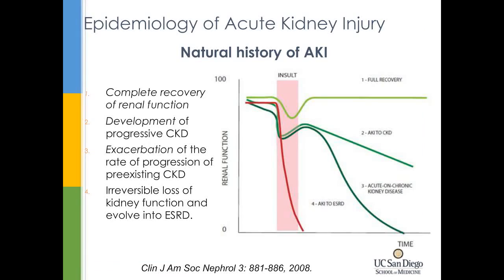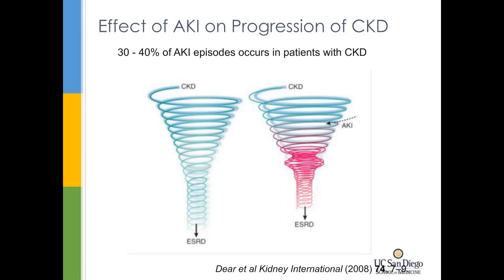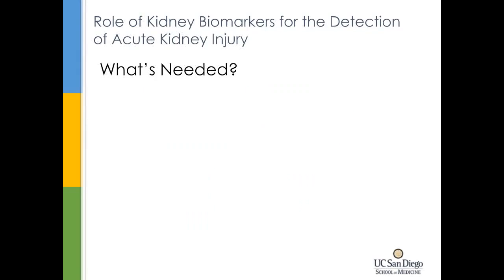One of the key problems that we face, obviously, is what happens after an episode of acute kidney injury, and this cartoon shows you possible scenarios where you have either full recovery, development of chronic kidney disease, or, if you had pre-existing chronic kidney disease beforehand, a further decline, or you end up on end-stage renal disease. And what is now well recognized is that chronic kidney disease is a major risk factor for acute kidney injury, and there is a further decline and a rapid progression with every episode of acute kidney injury, so that you can hasten the development of end-stage renal disease.